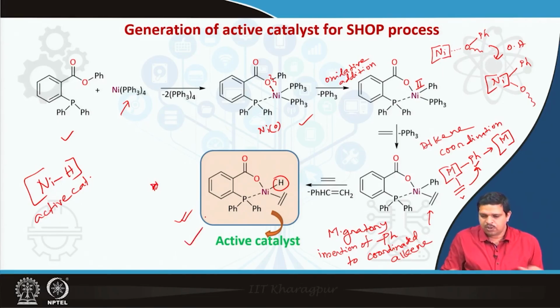Okay, so this step is very important because from these steps you will understand how we can make the active catalyst from a pre-catalyst where there is no nickel hydrogen bond, because in this part we need a nickel hydrogen bond for oligomerization. In the next slide you will understand why we need the nickel hydrogen bond. Okay, fine.